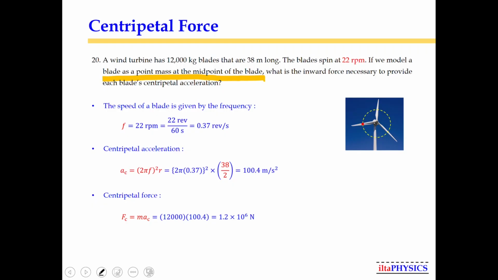In this problem, the rotational speed of the wind turbine blade is given as an RPM value. RPM is a type of frequency, but we need to convert it into a frequency value that shows how many times it rotates in 1 second to make it easier to use in our formulas. Dividing the RPM by 60 seconds, the frequency of the wind turbine comes out to 0.37.